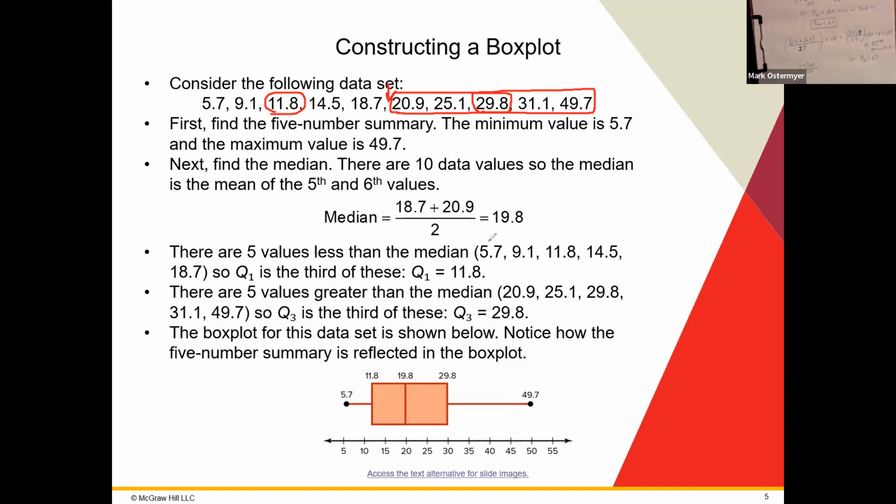So the author decided to lay out a scale by 5 this way, and then you can build your box plot. 5.7 drops down to this value here. 11.8 drops down to here. 19.8 is about like right here. 29.8 is about like right here. And your maximum value is 49.7 right here.